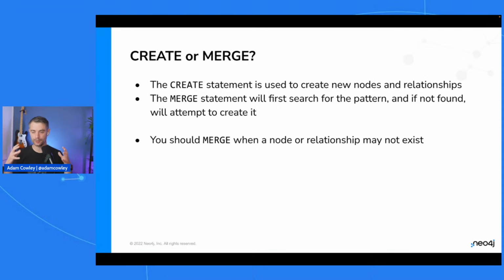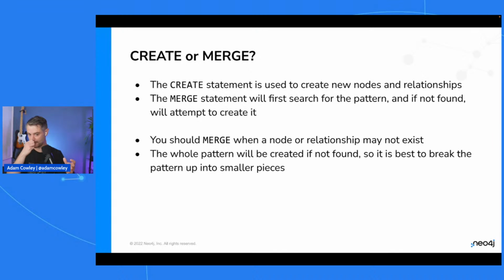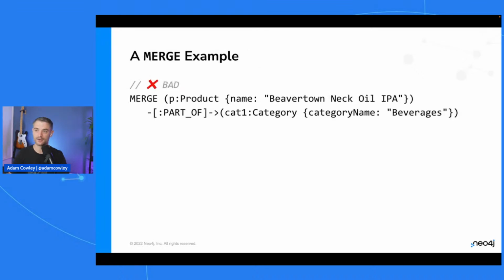So the key point to remember here is we use the merge statement when a node or relationship may or may not exist. Let's take a quick example of that. One thing to remember is that the whole pattern will be created if any element inside that pattern is not found. This is the common thing that, definitely when I was starting, I tripped over quite a few times. It's definitely an important thing for people to remember. Yeah, one thing I have to keep reminding myself as I write Cypher statements.